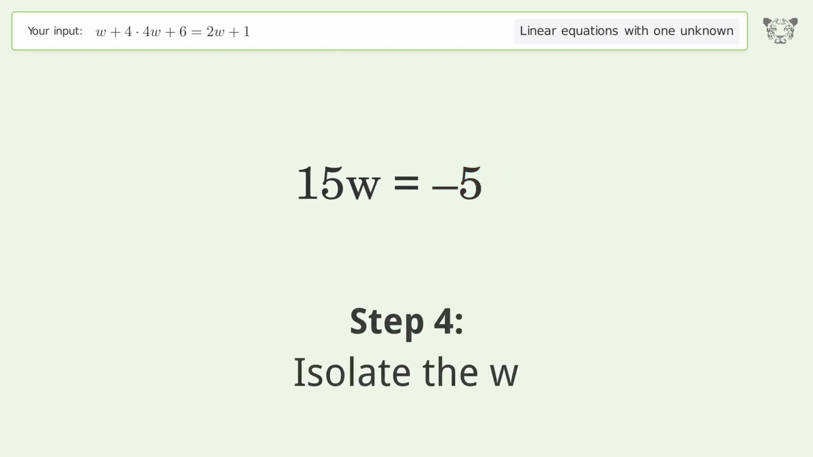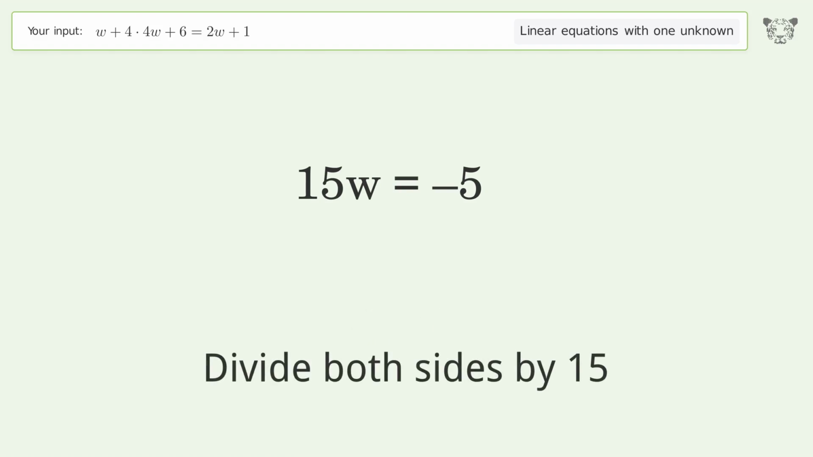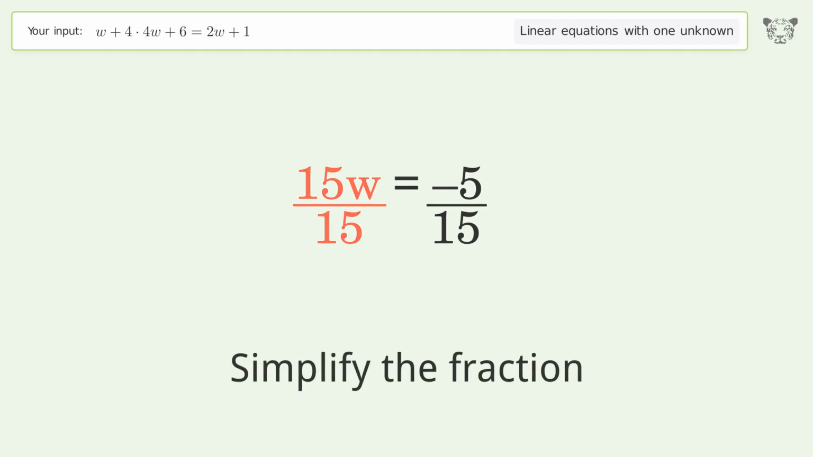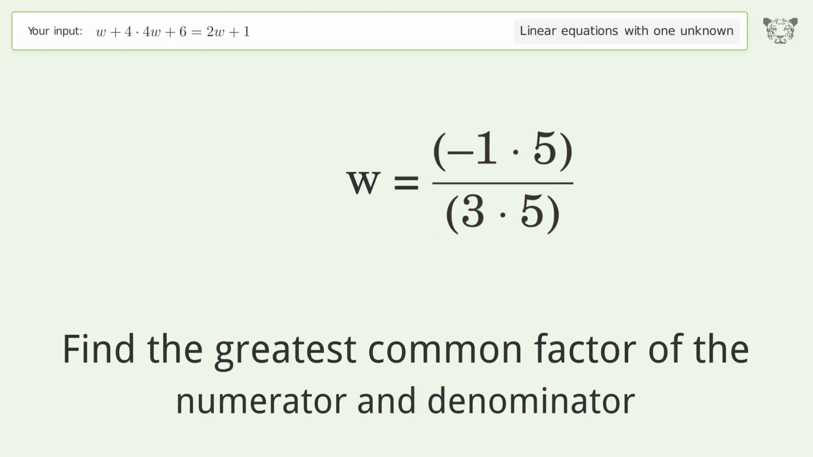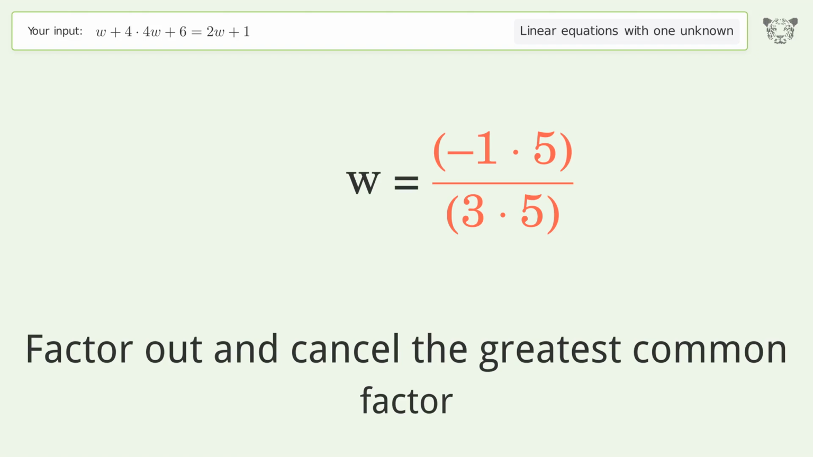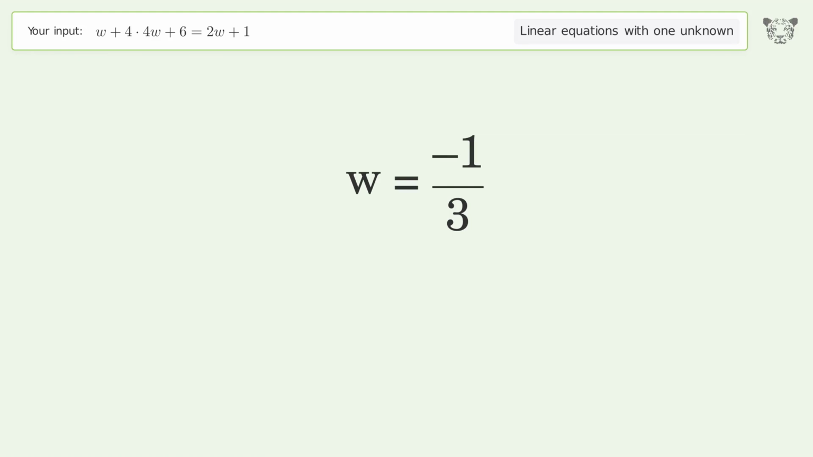Isolate the w. Divide both sides by 15. Simplify the fraction. Find the greatest common factor of the numerator and denominator. Factor out and cancel the greatest common factor. And so the final result is w equals -1/3.